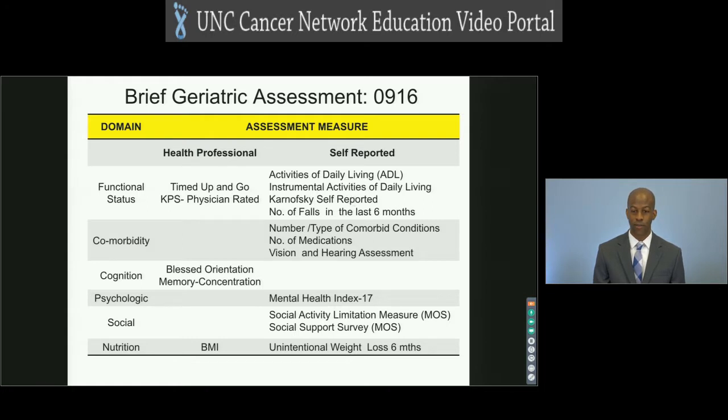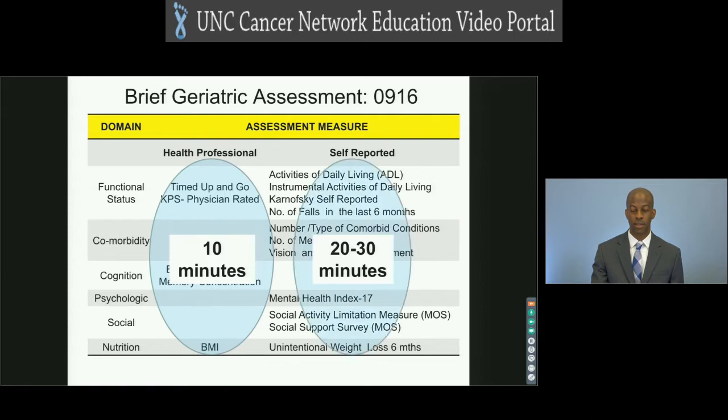We also screen for falls. We look at comorbidities and brief measures of mental health and social function, and certainly weight loss. In clinical practice, it takes about 10 minutes of the provider's time. In some of our studies, it takes about 10 minutes of the provider's time and about 20 to 30 minutes of the patient's time, a lot more time than they spend usually waiting in the waiting room to see their provider, or while they're waiting for their CT scans.